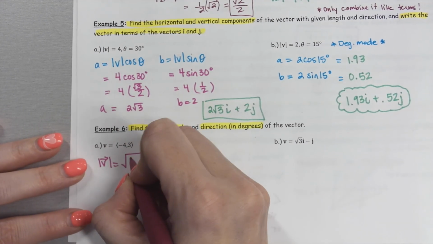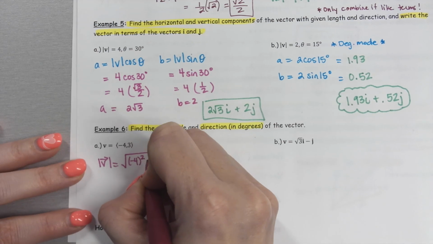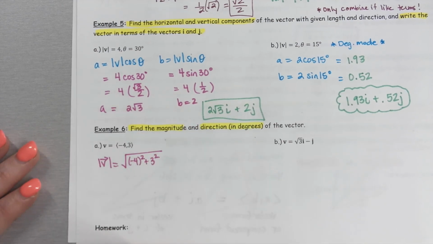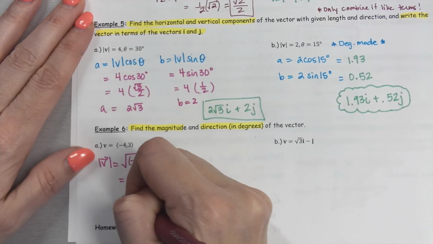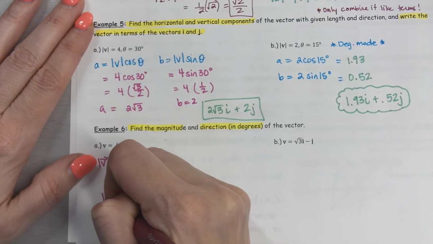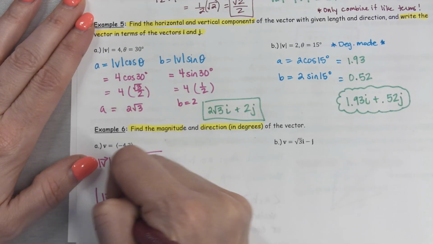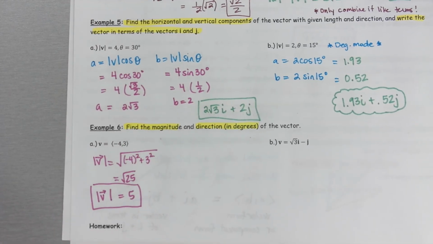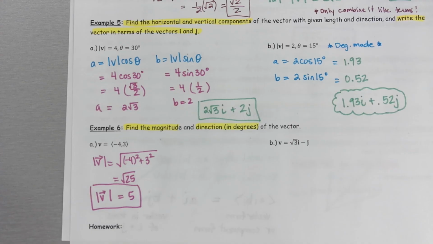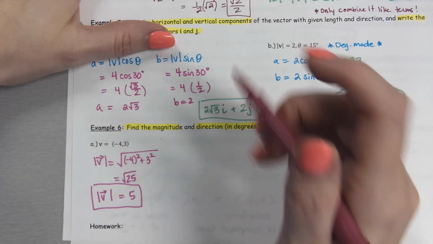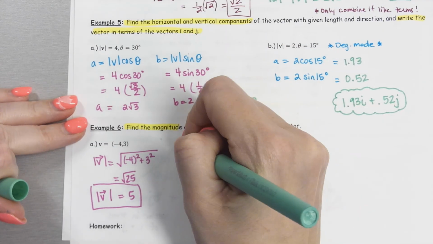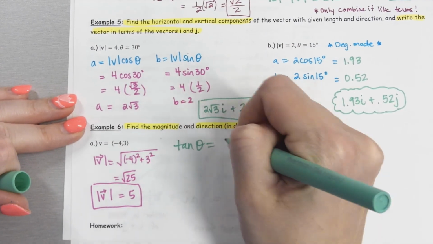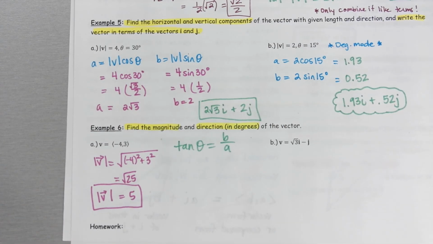So we're just going to do -4 squared plus 3 squared. Okay, 16 plus 9 is 25. Square root of 25 is going to be 5. Okay, so when it says find the magnitude, you are using that square root of a squared plus b squared. When you're finding the direction of the vector, you are going to use a good old friend. Tangent of theta equals b over a.